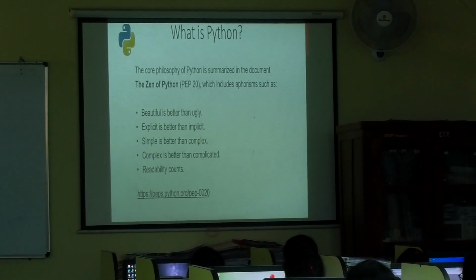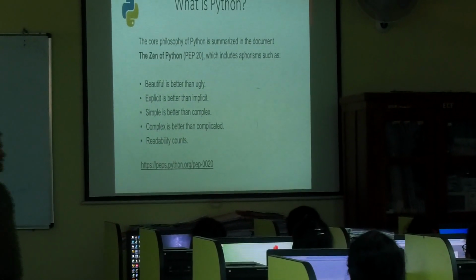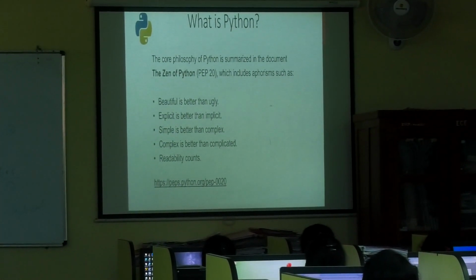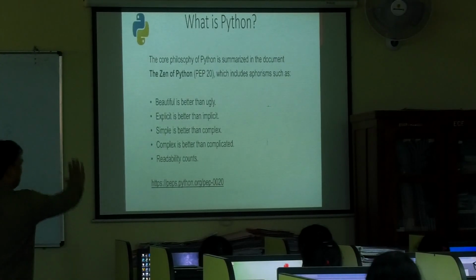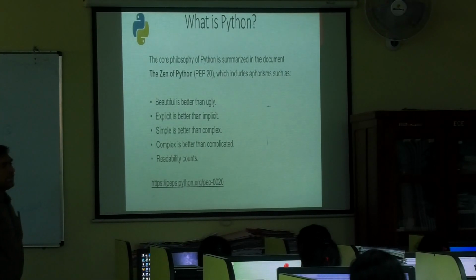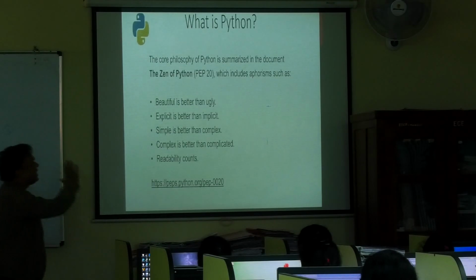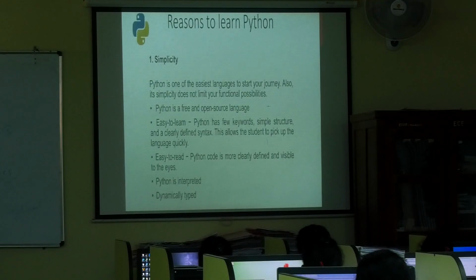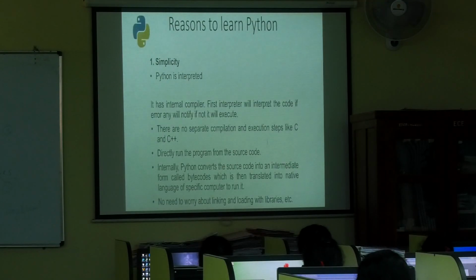So the core philosophy of Python is summarized in the Zen of Python, which includes these characteristics: beautiful is better than ugly, explicit is better than implicit, simple is better than complex, and readability counts. So these are certain introductory points we can understand. Simplicity is our requirement.